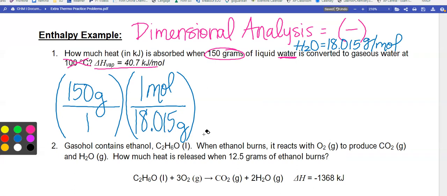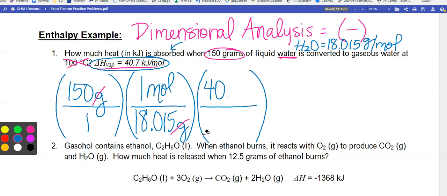Okay, so by doing that, then the grams are gone. And then last but not least, we want kilojoules. So again, we're gonna set up our third parenthesis so that we can cancel away moles and be left with kilojoules, using the delta H value, okay? And since the word absorbed is in here, we know we're gonna keep it positive. So we're gonna use that 40.7, and that's gonna go in the numerator with kilojoules, and 1 mole will go in the denominator so that the 1 mole will cancel each other out. All right, and that's it.